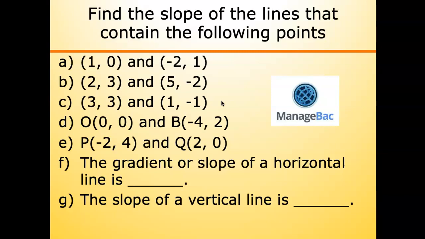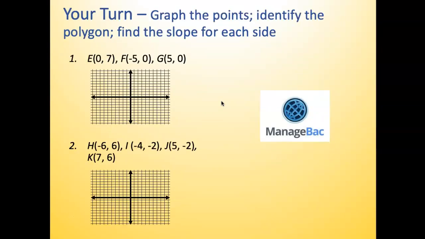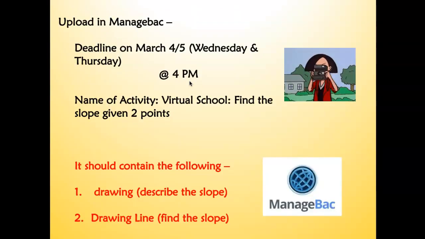I'm changing the slide now. You also have to answer these 2. You are going to graph the points. That means in this exercise, you need to draw the points. And then get the slope and identify what kind of polygon you are making, or what polygon you made. Now, when you are done, take photos of everything that you did.